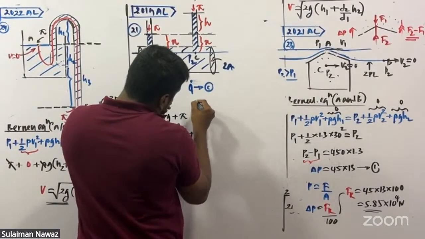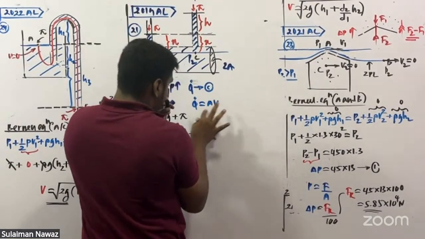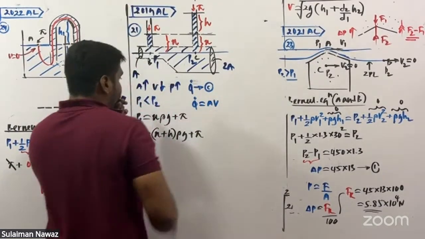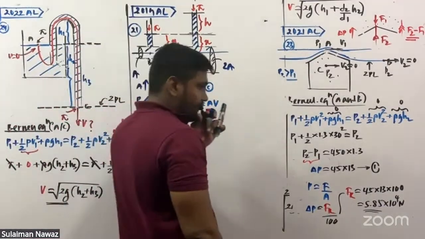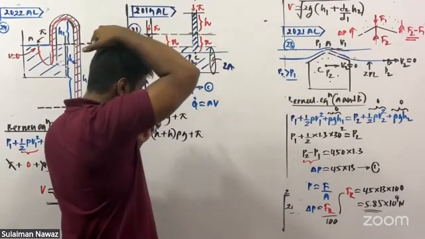And we know flow rate means cross-sectional area into velocity. Now, given the data, we'll try to solve something. I think we might have to apply Bernoulli's equation also.